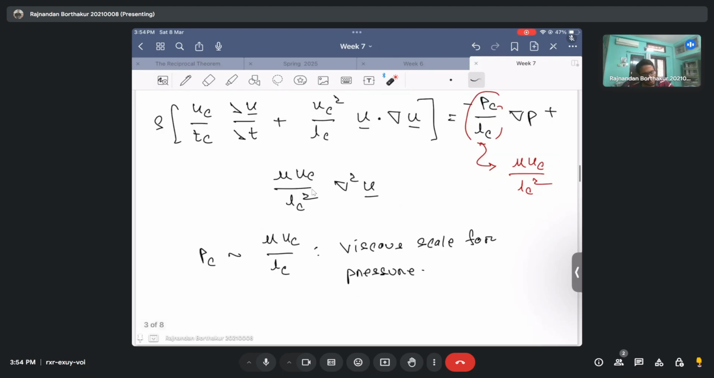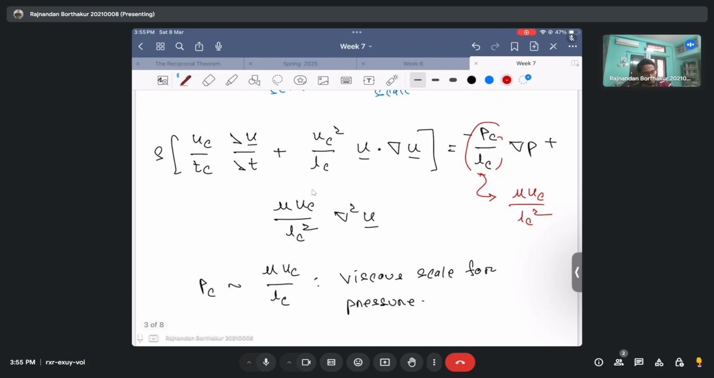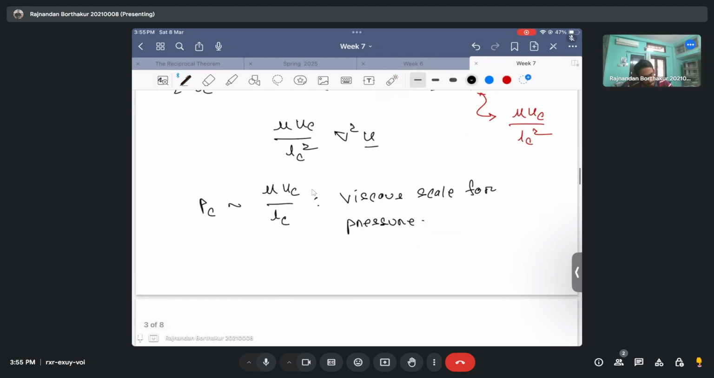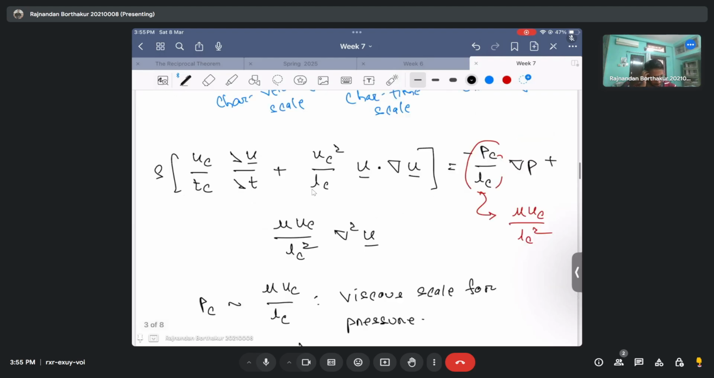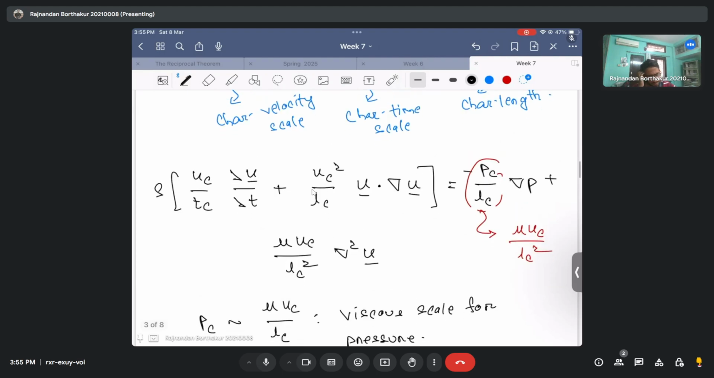Alright, so now what I will do is I'll multiply the entire equation, hoping to get a non-dimensional number out of it. I'll multiply the entire equation by LC square by mu UC. That's what I will do, okay? So if I do that, what shall I get?